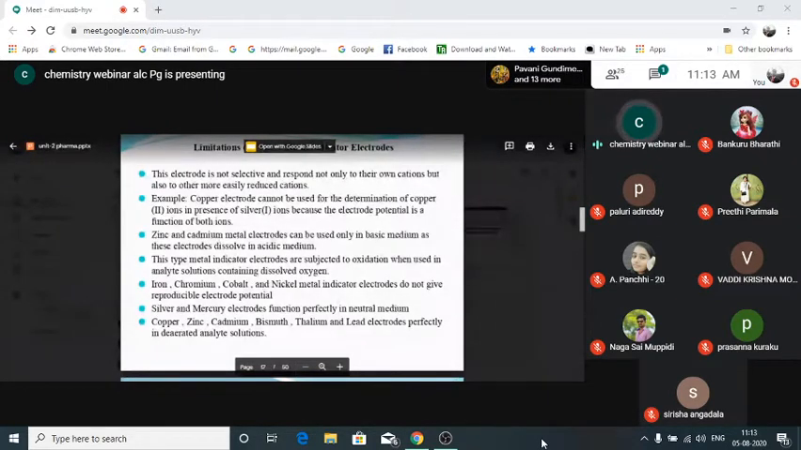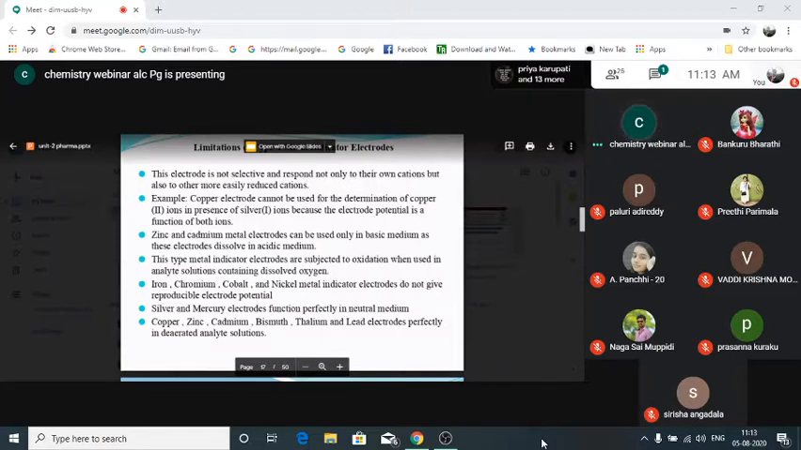Why? Because sometimes we may not know whether that silver ion is present or some other ions are present in the given copper sulfate solution. By mistake or unknowingly, some other ions may enter or may be present in the copper sulfate solution or some solution which you have prepared. Under that condition, what happens? You will observe some deviations in the potential values developed by the indicator electrodes.